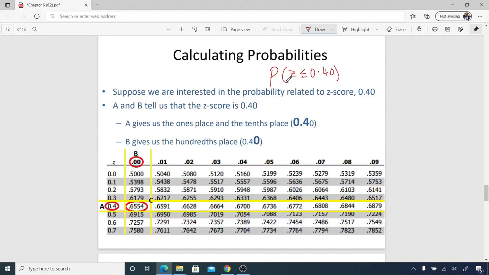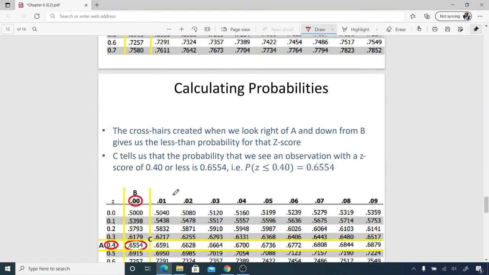In that case, you look on the left at 0.4 right there, and you look at 0, so 0.40. That gives me 0.6554. So what I'm saying here is this is A, this is B, and this is C, the way they are explaining here. The crosshairs created when we look right of A and down from B gives us the less than probability for that Z score.